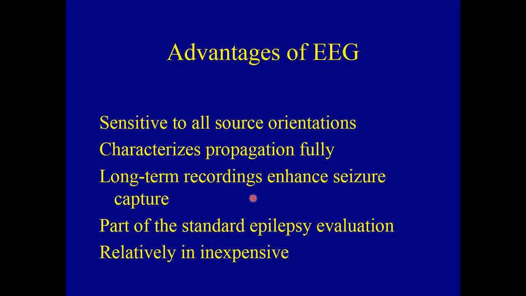The advantages of EEG is it is sensitive to all source orientations, even though radial are more than tangential. Because of that, it can characterize propagation fully, because if the spike or seizure activity goes from a radial generating field to a tangential one or vice versa, it can see both. We can record EEG for a long time, days or weeks, so we can more likely record seizures. It's now part of the standard epilepsy evaluation, and in comparison to MEG, it's relatively inexpensive, about an order of magnitude less.